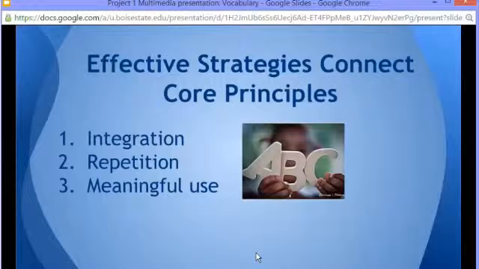Integration means connecting new vocabulary with prior knowledge. Repetition means encountering or using the word or word concept multiple times. And meaningful use refers to using the word in reading, writing, or discussion.